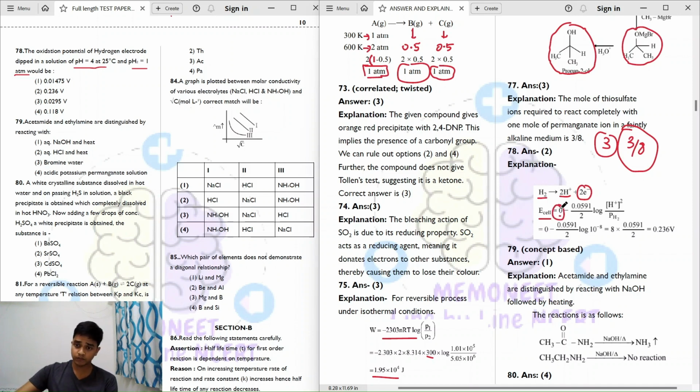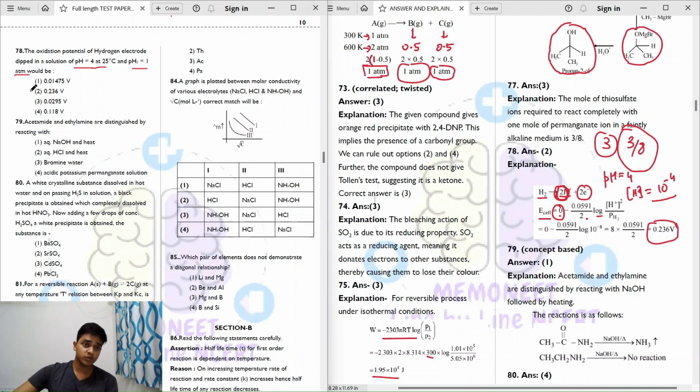So E cell will be 0 minus 0.0591 divided by n, where n is the number of electrons transferred, which is 2, times log of the concentration of H plus squared, because we have a stoichiometric coefficient of 2 in the reaction, divided by the pressure of hydrogen. The concentration of H plus we have to find out first. If pH is 4, the concentration of H plus will be 10 raised to the power minus 4. So substituting the values, we get the E cell as 0.236 volt, which is option 2.